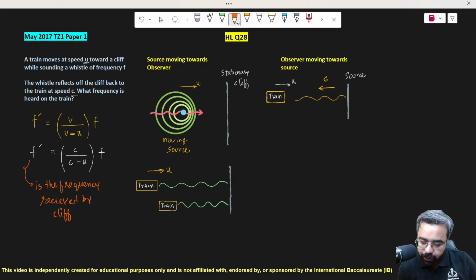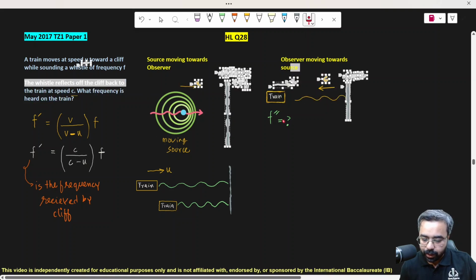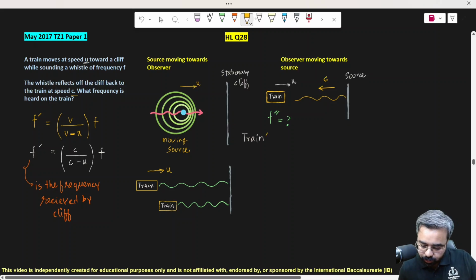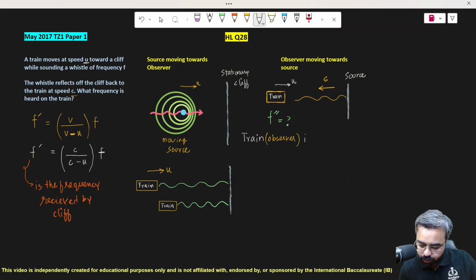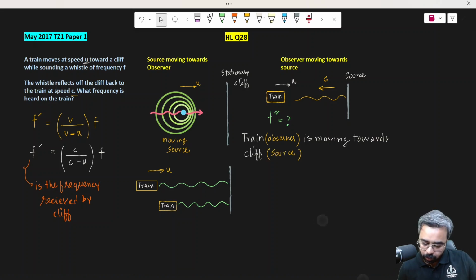So what is the frequency that is received by the train? Let's call it f double prime. Now in this case, we can take the scenario of the Doppler effect in which the source is at rest and the observer is moving towards the source, because in this case the train is an observer and it is moving towards a source. So if you remember, what is the equation mentioned in your data booklet for IB physics?